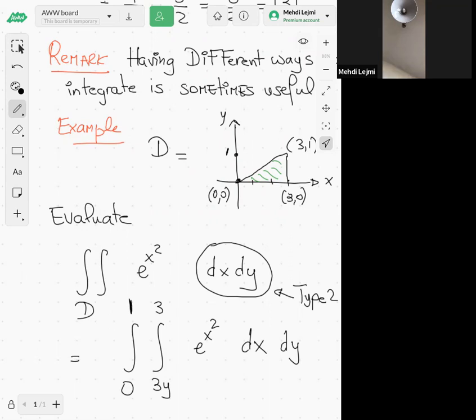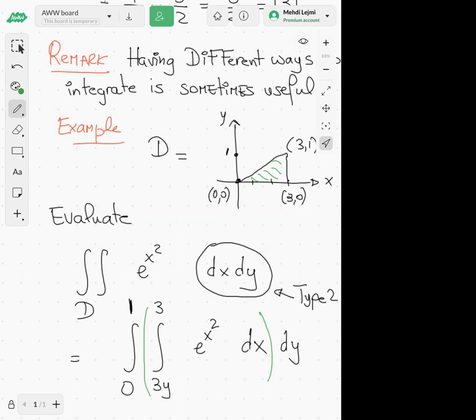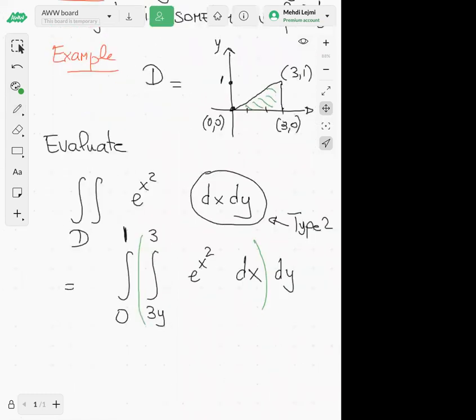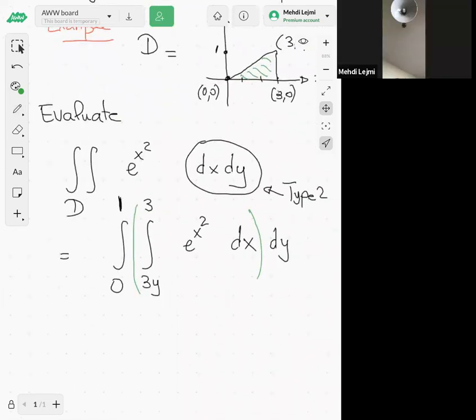Now my question for you guys. Of course, in this double integral, we have to integrate first with respect to x, right? So what will be the integral of e to the x squared with respect to x? What's the antiderivative of e to the x squared? The integral of e to the x is e to the x, plus a constant. But be careful here. It's e to the x squared, right?